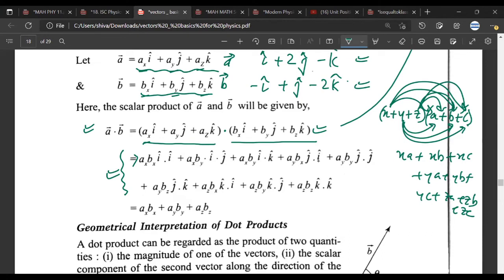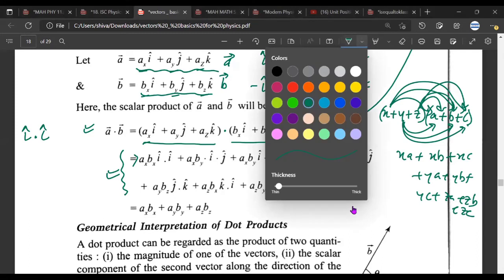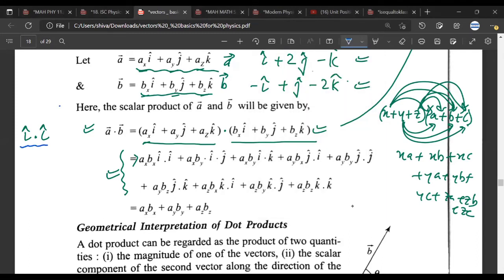Now everything is fine. There are just two very simple things that we need to understand. One is how do I find i cap dot i cap, and another is how do I find this. If you are able to understand these two, you will be able to understand all of these: ii, ij, ik, ji, jj, jk, ki, kj, kk. So the logic would be clear.